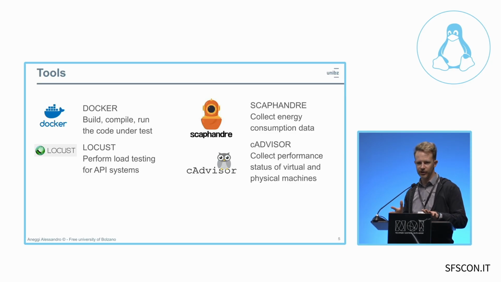So basically Docker to put the code, Locust, which we will see in a moment, to make a load on the software that we want to test, and then Scaphandre, which collects the data about the power consumption of different processes in the system, and cAdvisor, which gives us a lot of data about what's happening inside the operating system, like CPU usage or memory usage, different stuff.